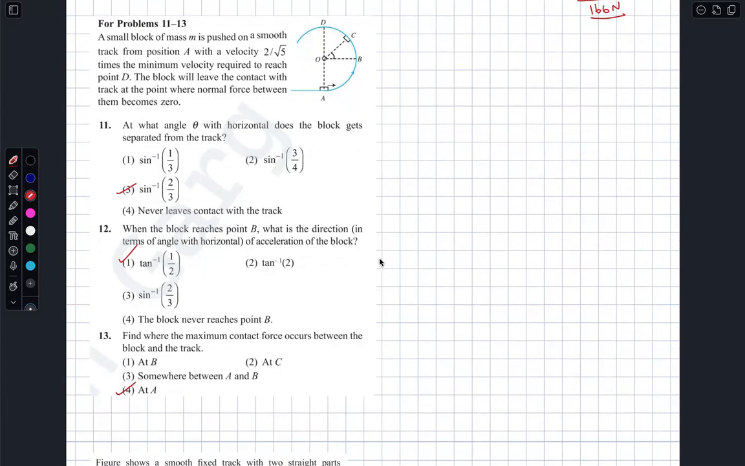2 points, lowest and the highest, tension difference is 6 mg. That you should remember. That will help you a lot of times.